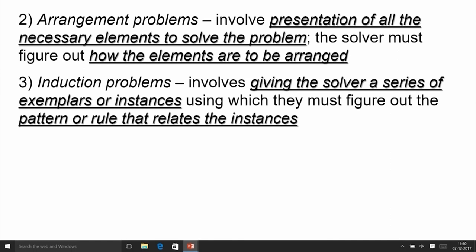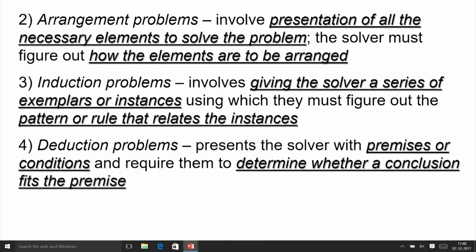And once you understand this rule, you will be able to find the final solution. So, in the induction problem, certain kinds of examples or instances are given to you, you have to find the rule of how they are connected, and this rule will actually give you the final solution of how to reach from the initial state to the final state.